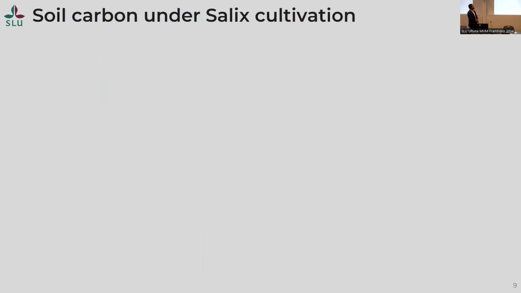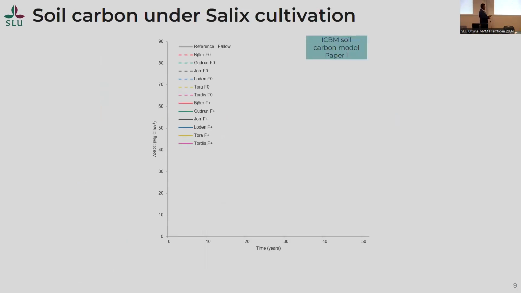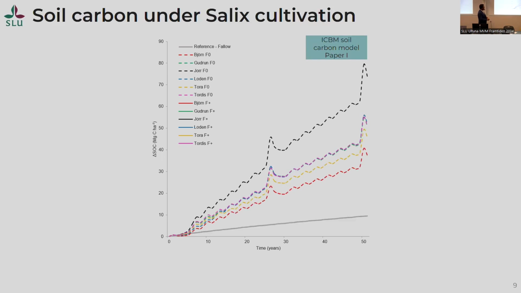Now, if we look at the soil carbon modeling for the Salix cultivation, we have these 6 different varieties. The F0 represents unfertilized varieties, and F+ represents fertilized treatments of those same varieties. Then we have the reference case of fallow. So if the land would remain fallow, then over the 50-year timeline, the soil carbon would increase to a bit less than 10 tons per hectare. Then if we look at the unfertilized varieties represented here by dashed lines, we can see that depending on the type of variety, there is a wide variation in the amount of soil carbon that they can add to the soil based on the modeling approach.